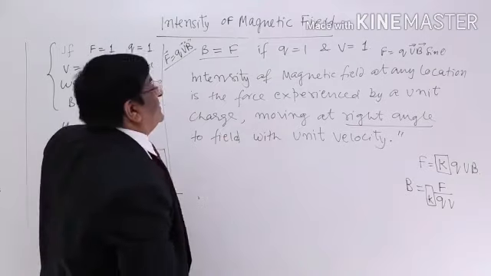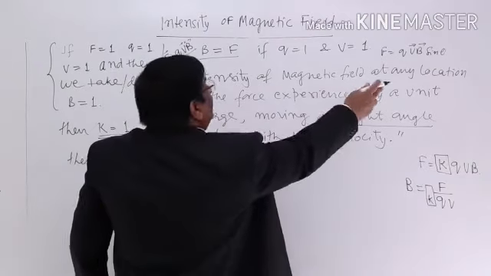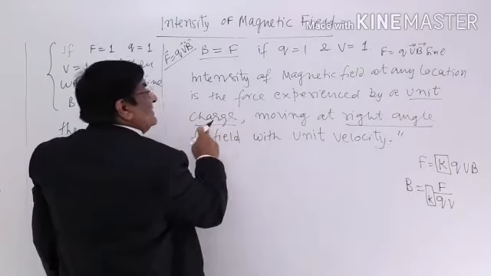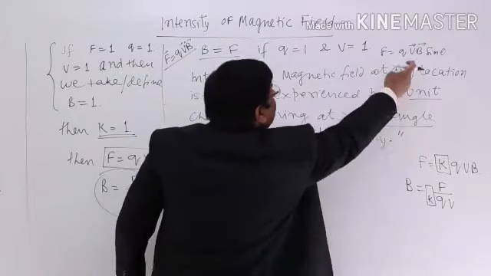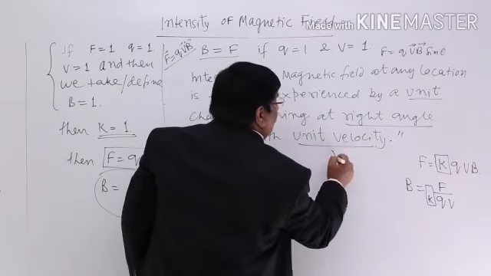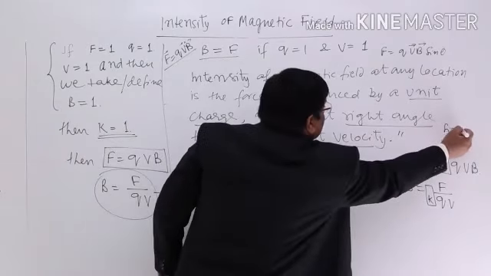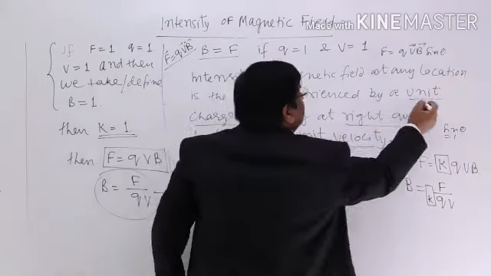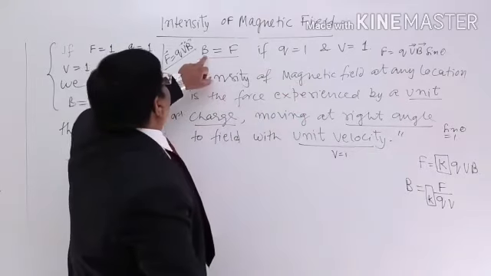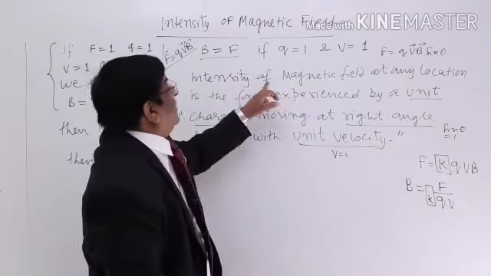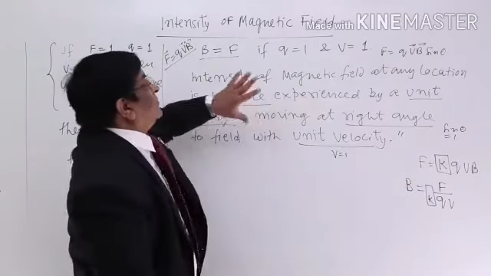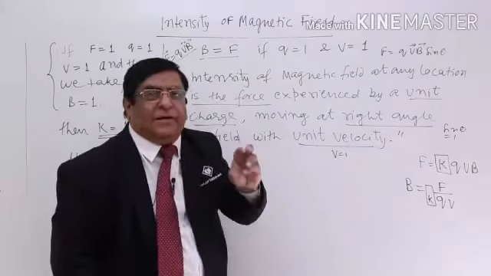Now you see in this, moving at right angle, the intensity of magnetic field at any location is the force experienced by this unit charge. This makes Q equal to 1. Right angle makes sin theta equal to 1, with unit velocity. Unit velocity makes V equal to 1. This makes sin theta equal to 1, and this unit charge makes Q equal to 1. So if this 1, 1, 1 is made, then what do we get? B is equal to F. So intensity of magnetic field at any location is the force. So this is the definition of magnetic field at any location.